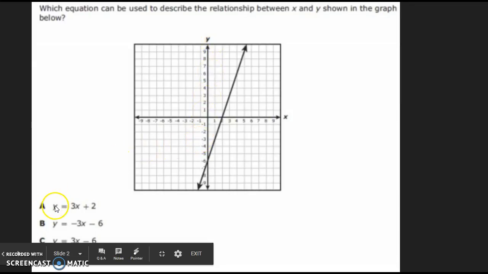Okay, so y equals mx plus b. And remember, it could be minus b depending on where it hits it. So that should be step one. You should be able to eliminate some answer choices at that point.